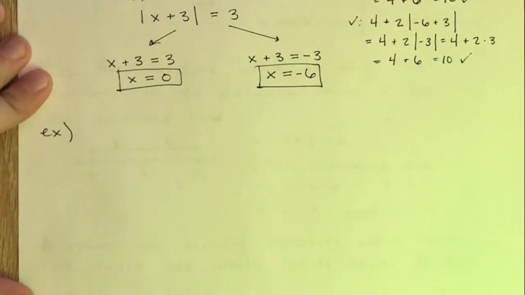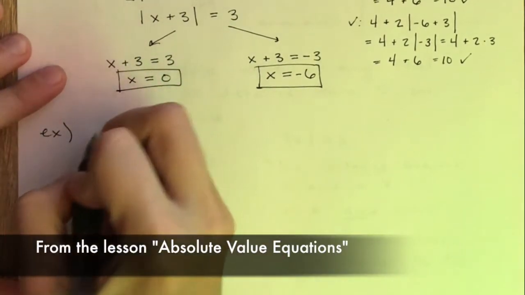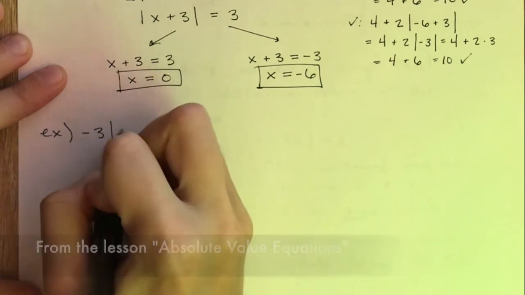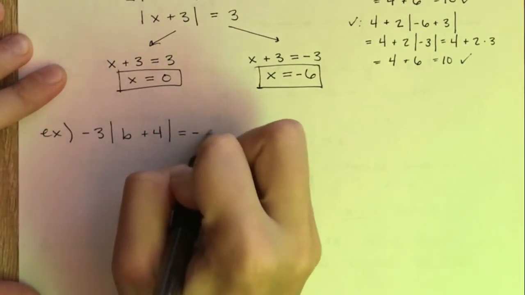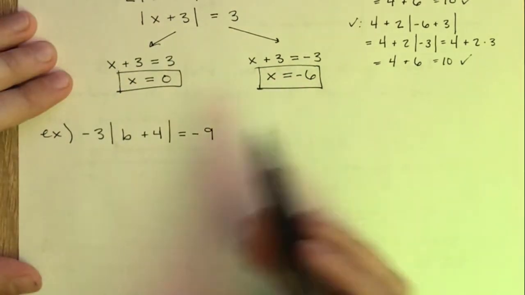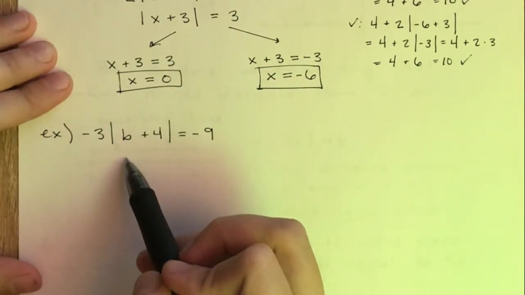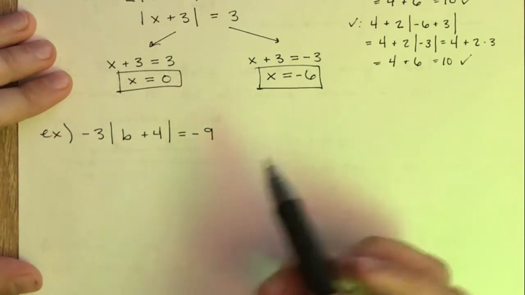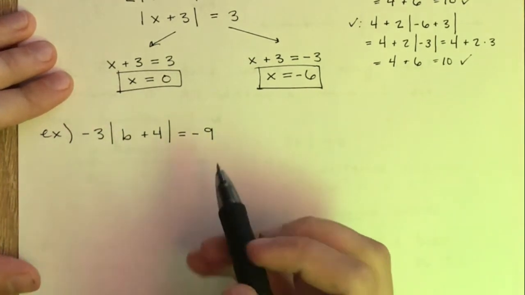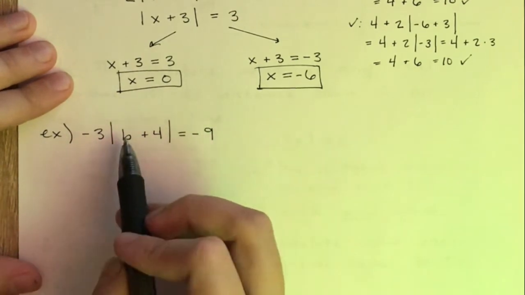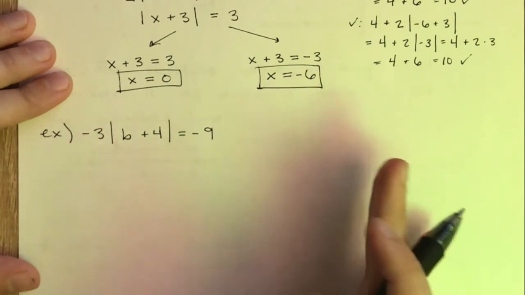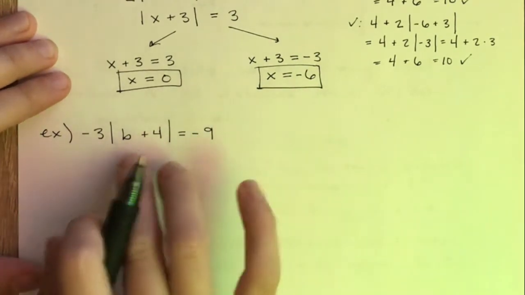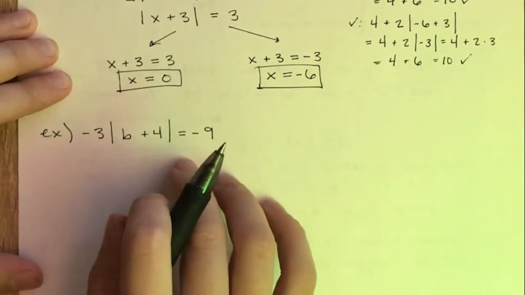This is number 2 in the lab manual. First of all, is it okay that we have b on the inside instead of x? Totally fine, right? A variable is just a variable. It could be anything. We could say, what's the absolute value of smiley face plus 4? And that would be fine, right? Variables can be anything.